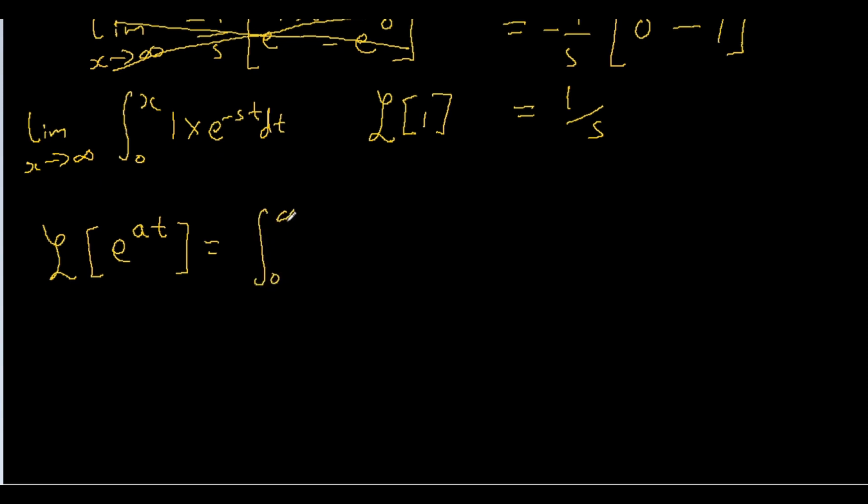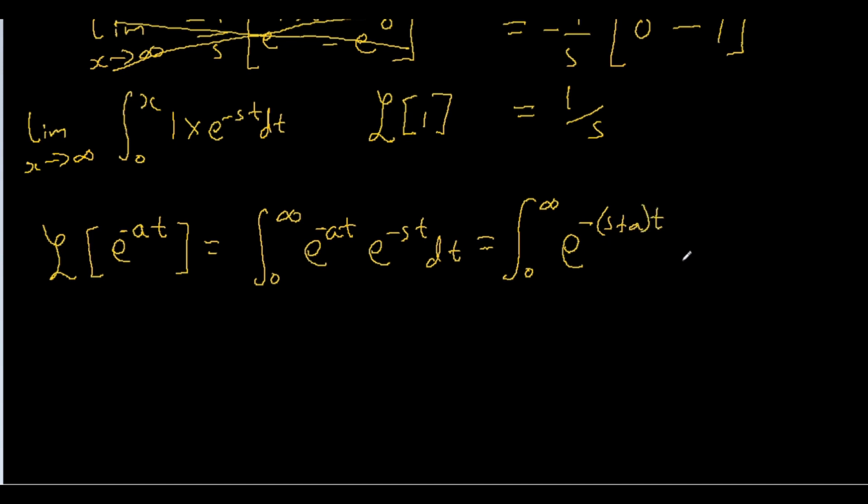Bear in mind that in reality what we're doing is finding the limit as x tends towards infinity. So our function is e to the power of at. We multiply that by, let me put a negative sign here to make it as easy as possible, e to the power of minus st dt. Since they are both exponentials, we can combine them together: e to the power of negative s plus a multiplied by t.